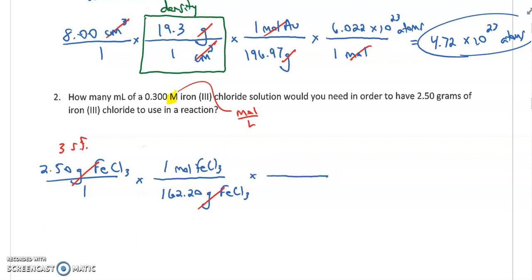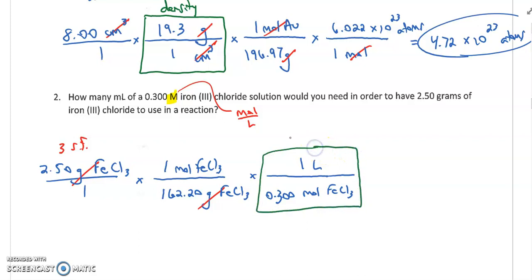Here's where I can use my molarity. I want to cancel moles of FeCl3, and I want to convert it into a volume. This is where molarity allows me to do that. Because it's 0.300 molar, what that means is that for every 0.300 moles of FeCl3, that's 1 liter of solution. So this becomes my conversion factor. I can go between moles and volume. So this is my molarity. Moles cancels. So now I'm in units of liters.